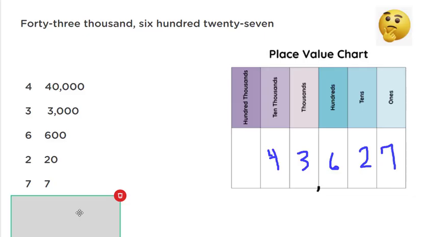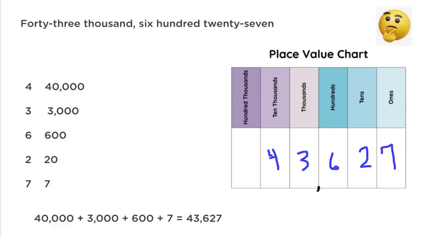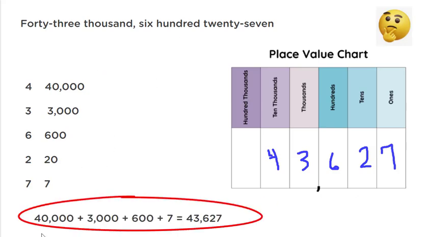And to write it out in expanded form, I want to write it all out with the equal sign as I did in the previous. Now you see here, 40,000 plus 3,000 plus 600 plus 7 equals 43,627. Use your place value chart if you need to.